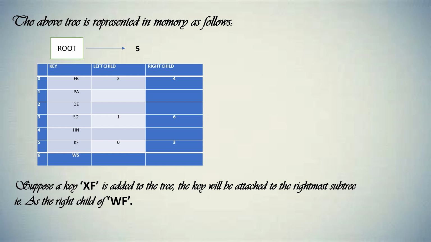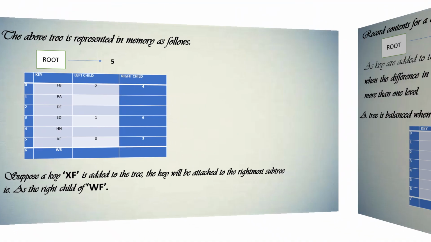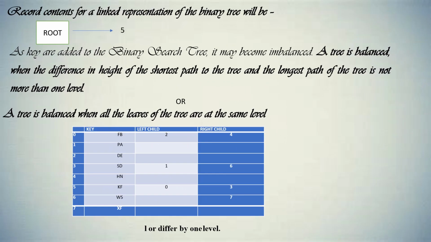Suppose a key XF is added to the tree, the key will be attached to the rightmost subtree, that is as the right child of WS. Record contents for a linked representation of the binary tree will be root, that is KF, which is represented in index 5. As keys are added to the binary search tree, it may become imbalanced.